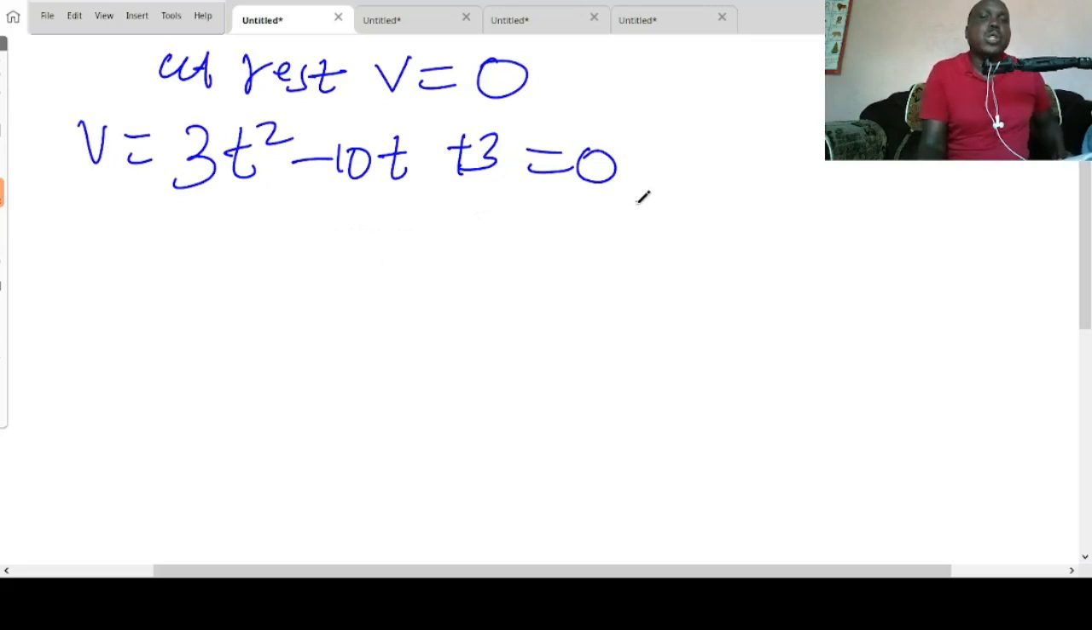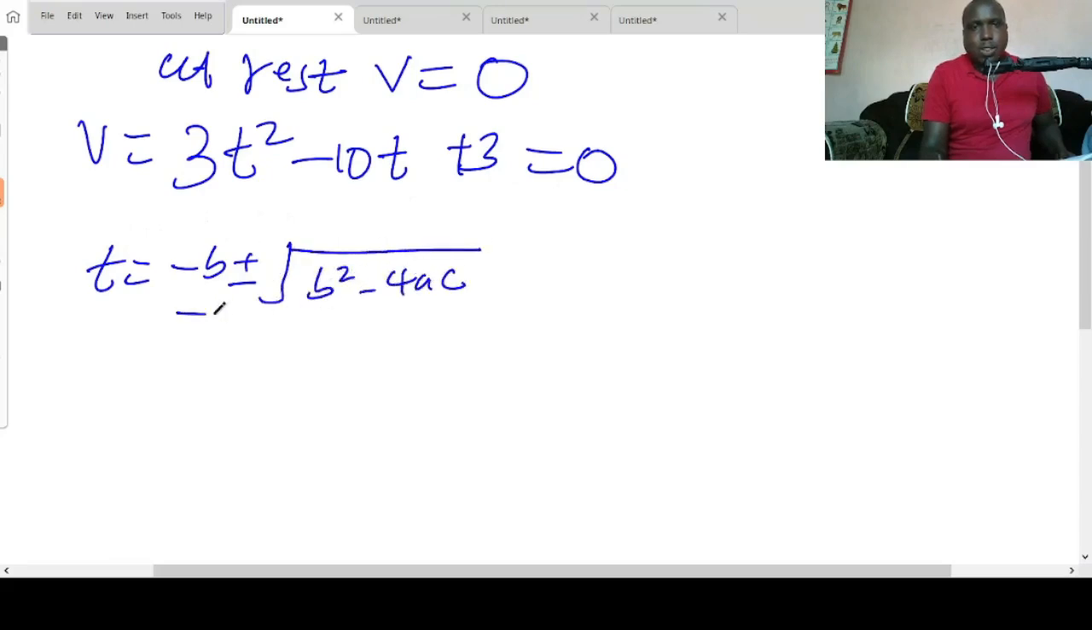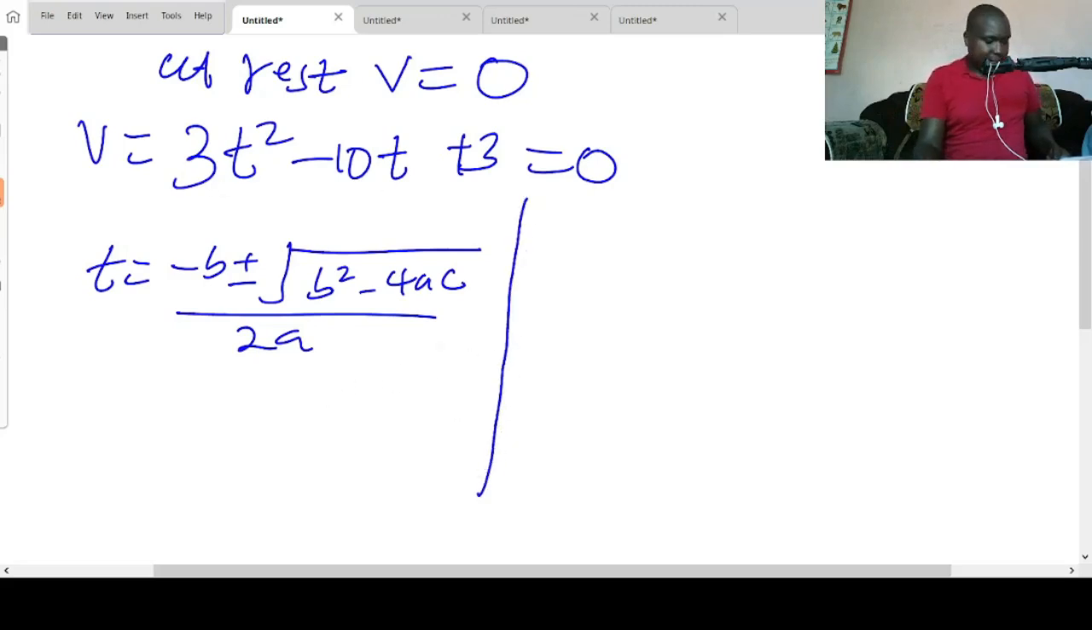Now this one you are going to use the quadratic formula, from form 3, first topic. That is the most important. We know t is going to be minus b plus or minus the square root of b squared minus 4ac, over 2a. That is the quadratic formula which will give you the answer. You can as well simplify using the factor method in form 2, which is also very simple.